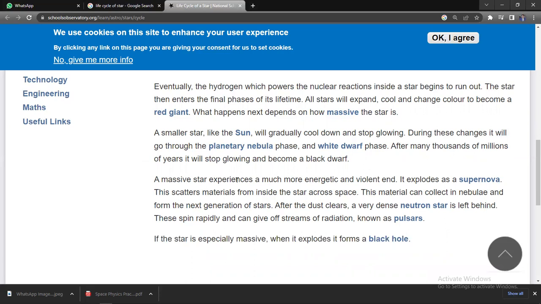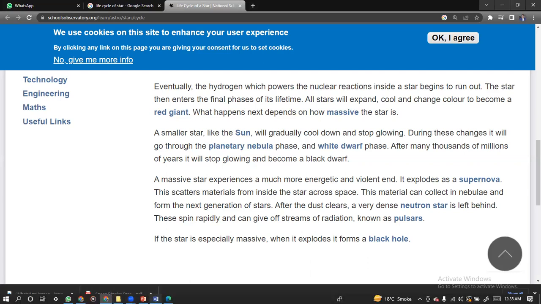A massive star experiences a much more energetic and violent end. It explodes as a supernova. This scatters materials from inside the star across space. This material can collect in nebula and form the next generation of stars. After the dust clears, a very dense neutron star is left behind. These spin rapidly and can give off streams of radiation known as pulsars. If the star is especially massive, when it explodes, it forms a black hole.